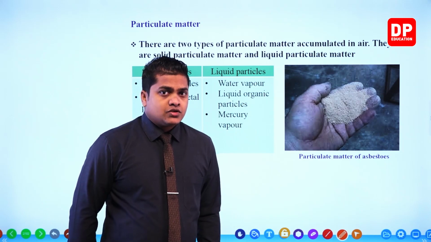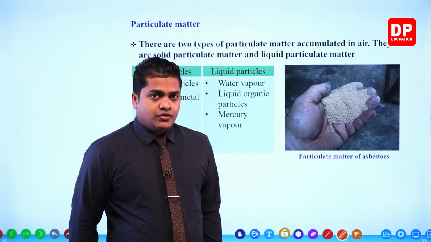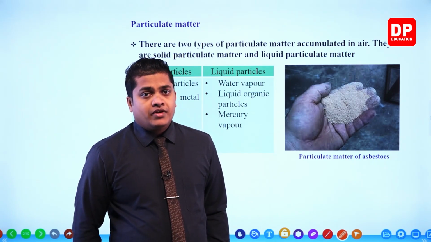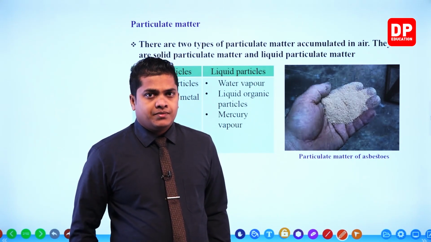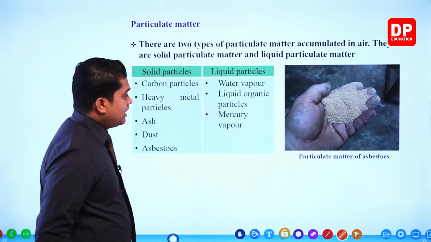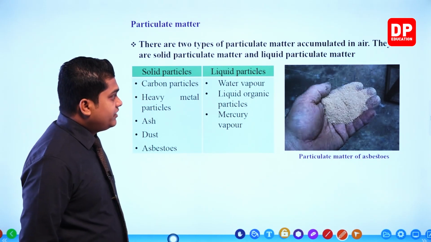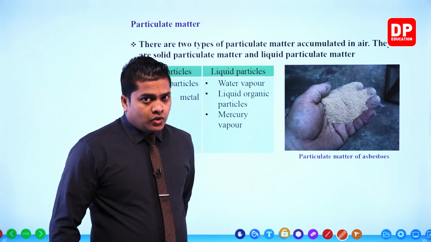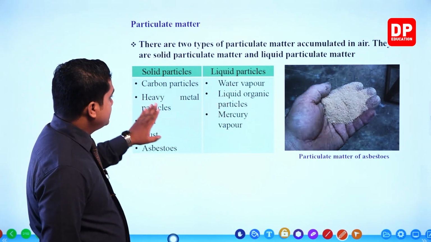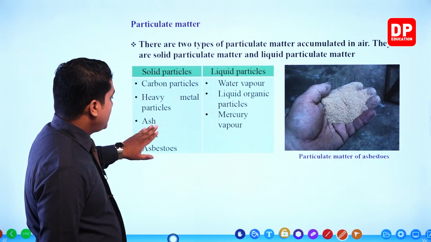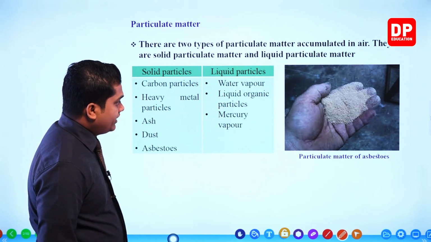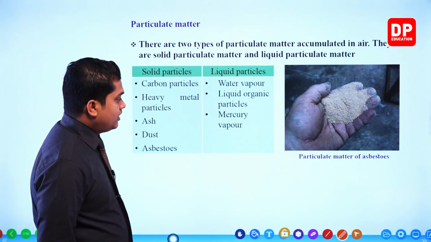Next one, mercury vapor. Mercury vapor is added to the environment when mercury is being used for several purposes. So these are the main particles that we can observe which promote environment pollution. There are solid particles and liquid particles. The solid ones are carbon, heavy metal, ash, dust and asbestos. The liquid particles are water vapor, liquid organic particles and mercury vapor.